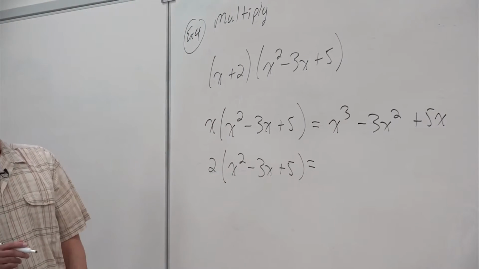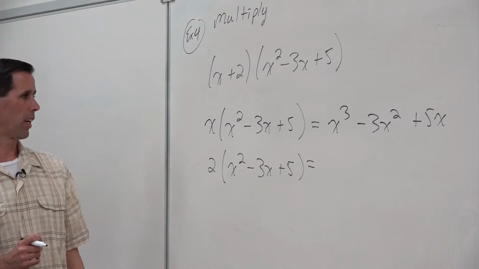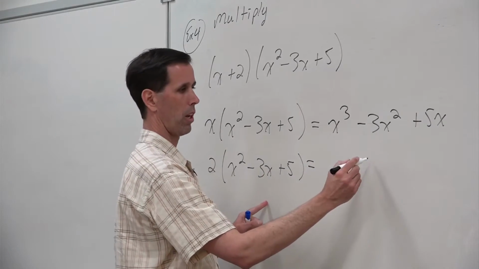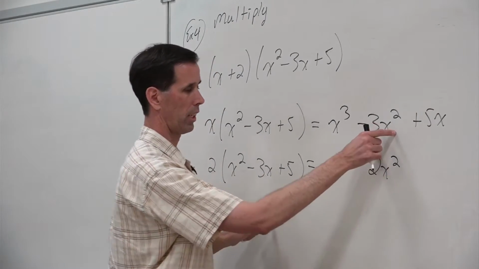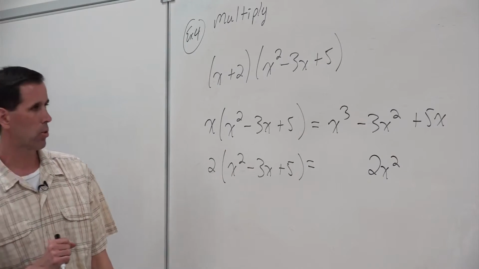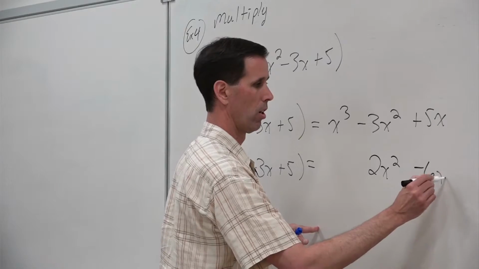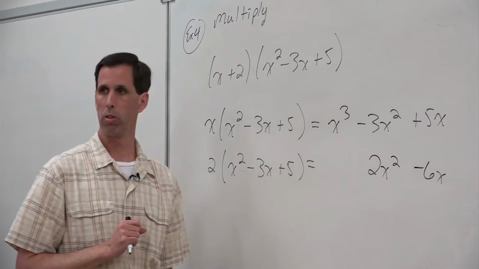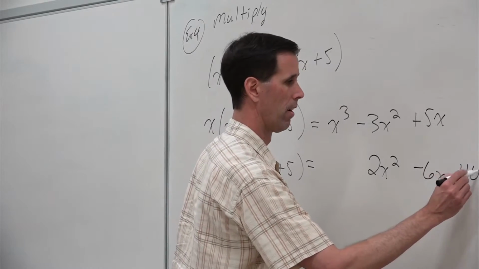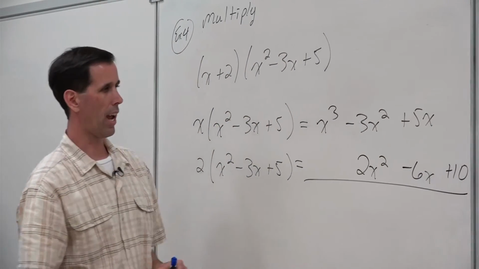And if you arrange it like this, now I can collect like terms, or I can create columns of like terms. If I did 2 times x squared, that would be 2x squared, which I would want to line up with this negative 3x squared I had in my other multiplication. 2 times minus 3x would be minus 6x, which I would line up with the 5x from the previous distribution. 2 times 5 would be plus 10. And if I do it this way, I can add like terms here.